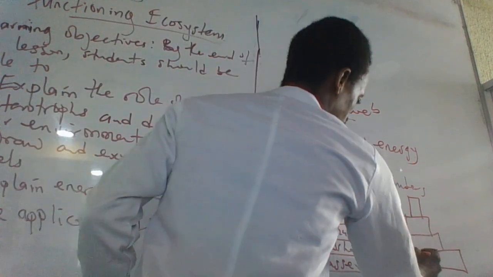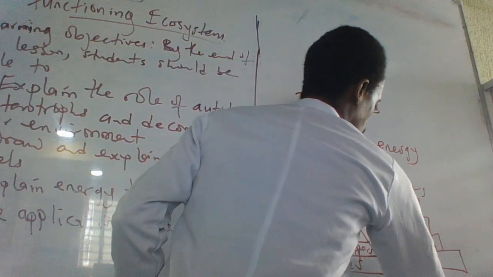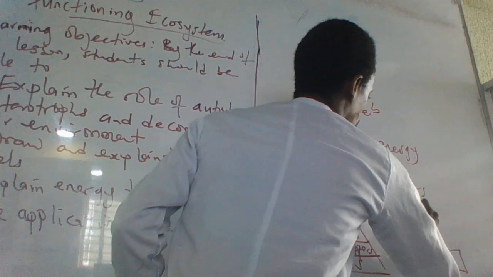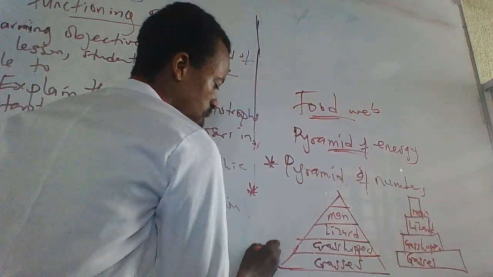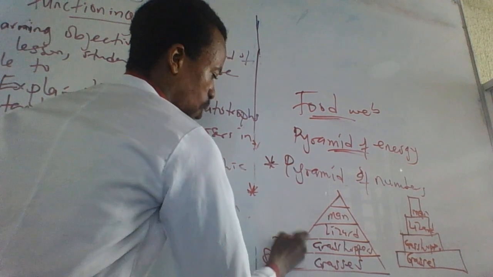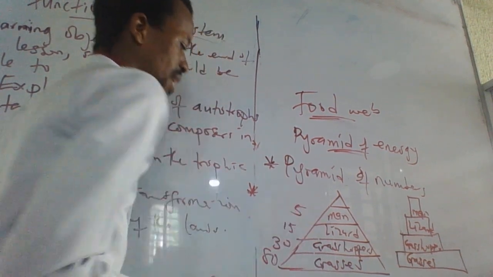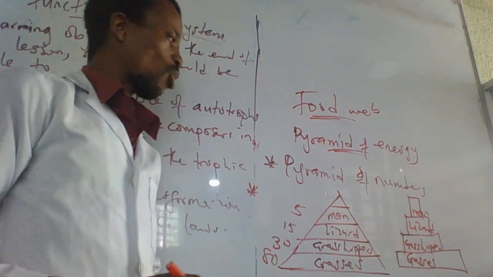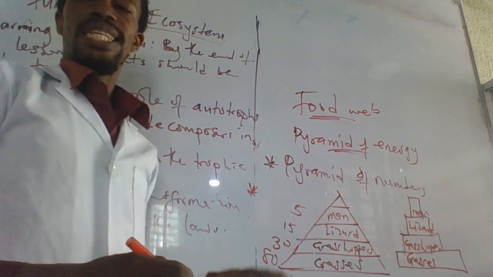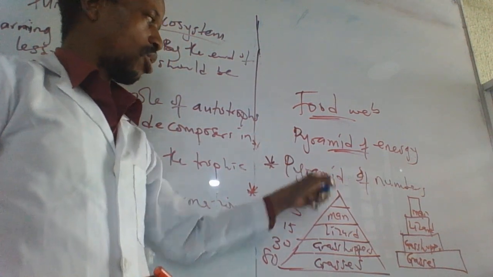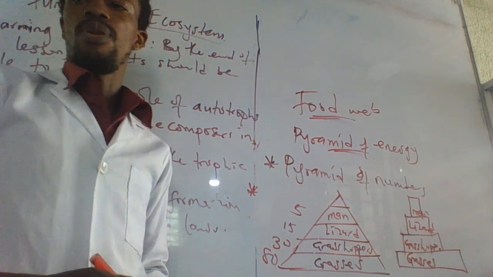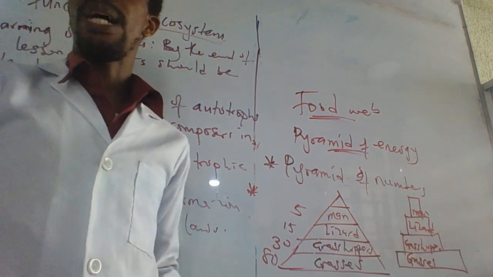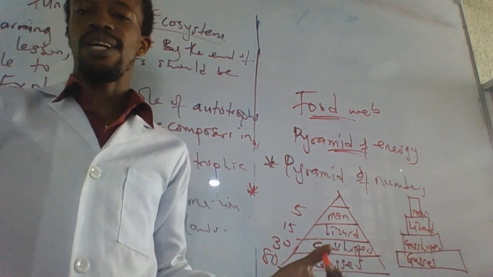I can take those layers: grasses, grasshopper, lizard, and man. I can use numbers. This one is 80. This one can be like 30. This one can be like 50. This one can be like 5. You can see that the number decreases upward. That's what we call pyramid of number. So it is the decreasing number of organisms upward.